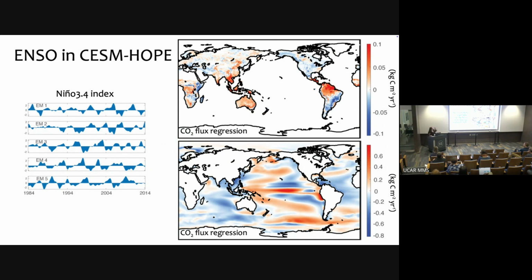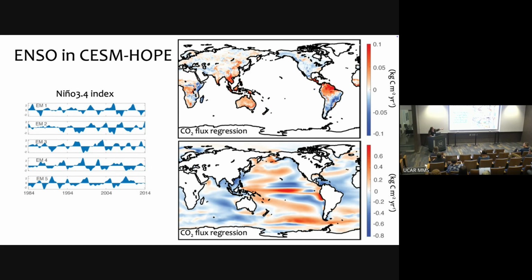On the top right, I've taken just ensemble member number 1 from 1984 to 2014 and regressed the local CO2 flux anomalies onto the ENSO index. Wherever you see red up there, when there's a positive phase of ENSO, or an El Nino event, there's a degassing of CO2 from that region. So you see the Amazon is very red. It's hard to see because there's very little land, but Southeast Asia and Indonesia are also very red. This corresponds with what we might expect to happen in the real world.